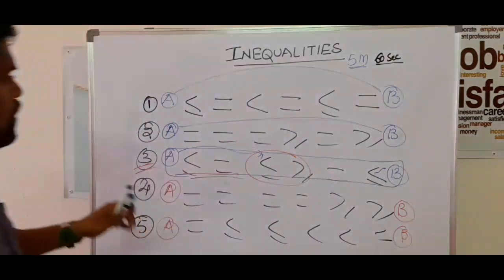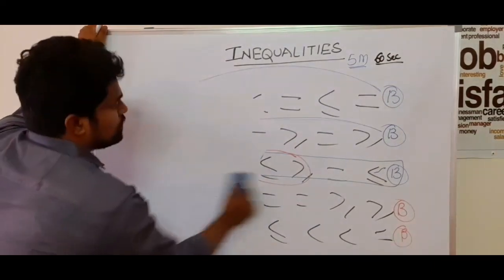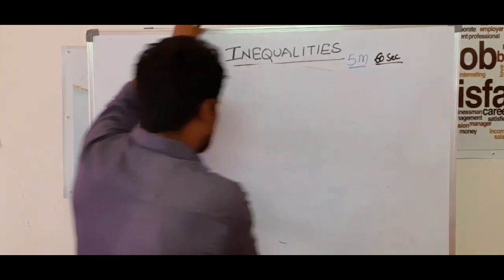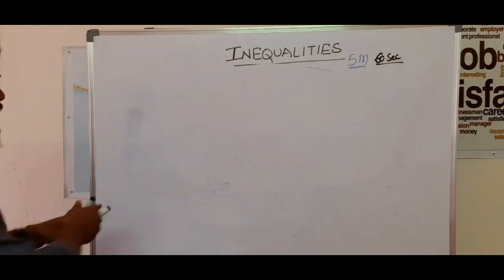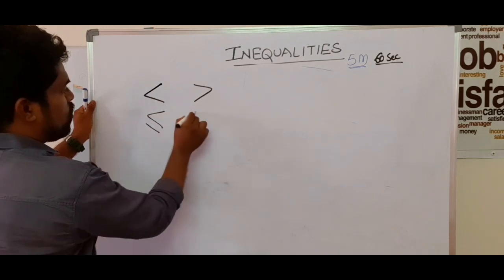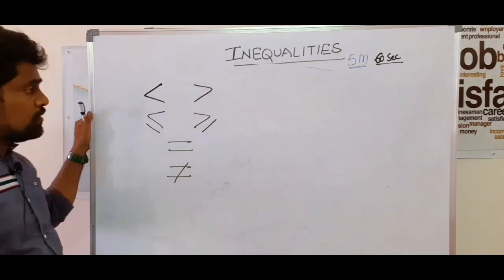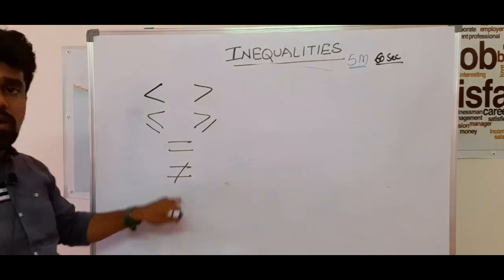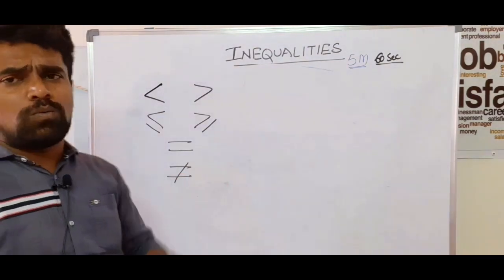Okay, let's go to the original concept. Generally in inequalities, we have different signs and symbols: less than, greater than, less than or equal to, greater than or equal to, not equal to. So these 6 signs play a very important role.